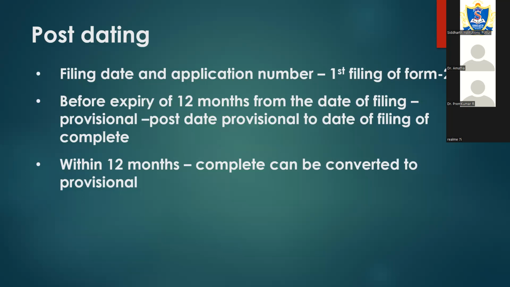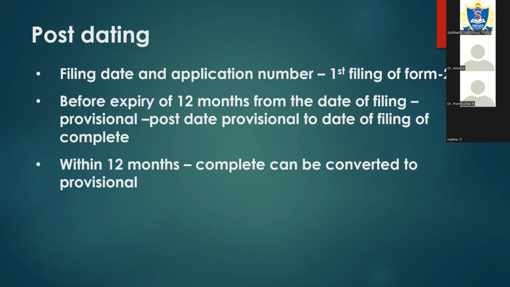Did you understand what I'm saying? Suppose you are filing a provisional today in June, and you are going to file a complete in December, and you want to shift the post dating of your application. Then you can post date within the period from June to December. Any day you can shift it. Before post dating, you have to file the complete, and within those days you can post date your application.